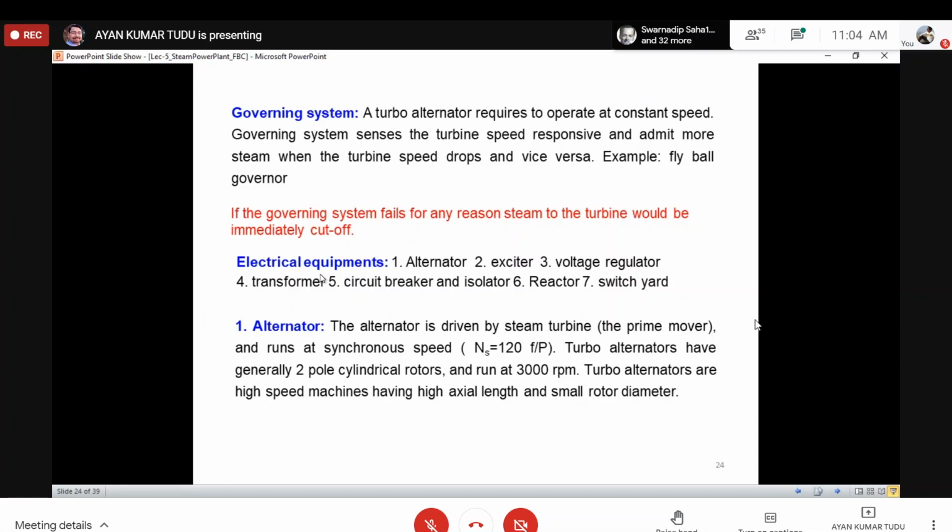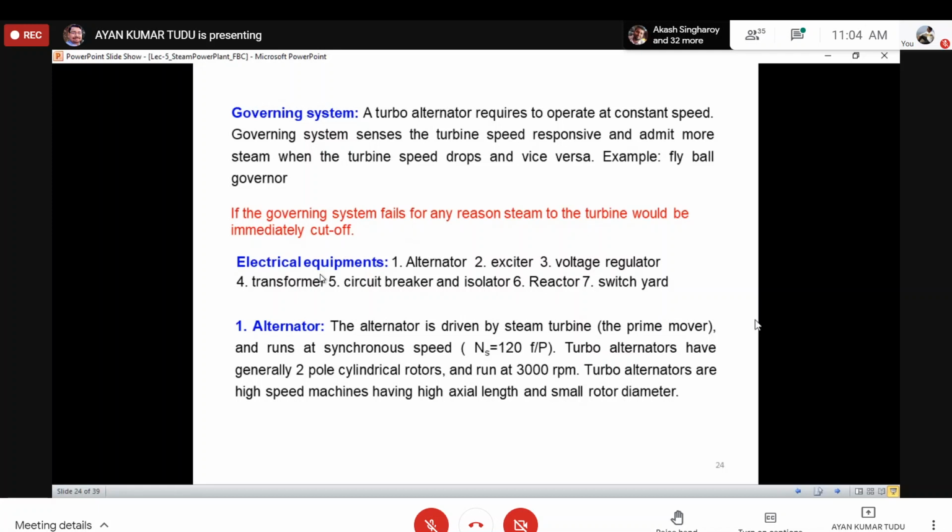Okay, so the alternator is driven by the steam turbine, which is the prime mover and runs at synchronous speed. And how is the speed determined? It is determined by N equal to 120 F by P, which you will be studying in your machine classes. I think you have also studied that one. And we have the turbo alternators. Turbo alternators generally have two-pole cylindrical rotors, and since it is two-pole, with F equal to 50 and P equal to 2, it comes to around 3000 rpm.